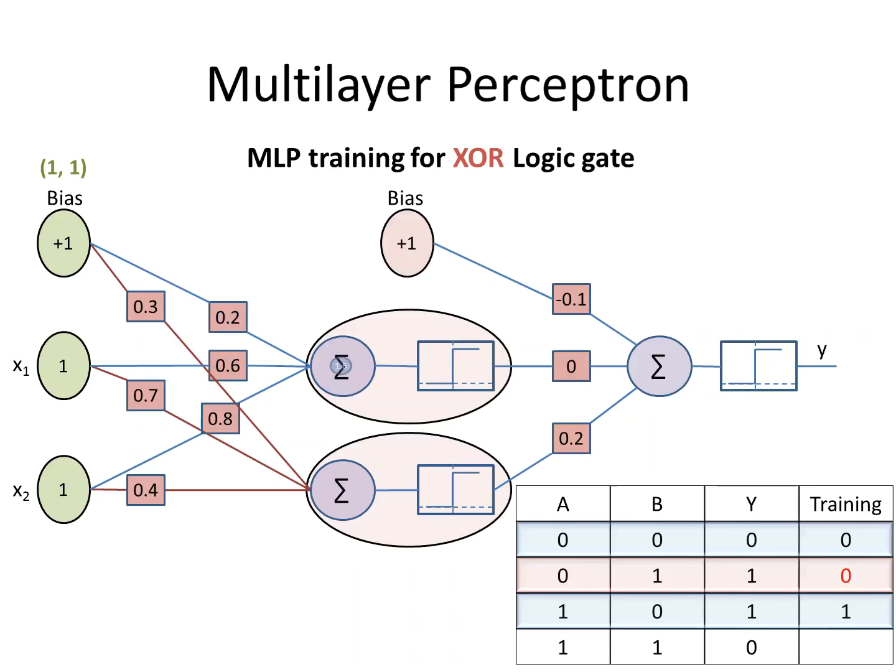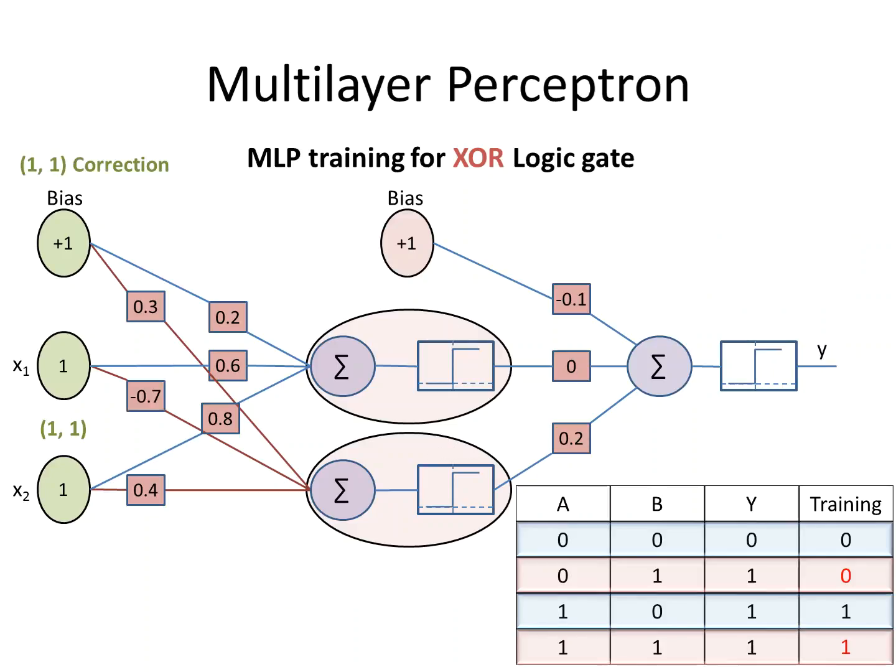And here the first one gives me the output as 1. For the second neuron, it gives me the output as 1.4. So the threshold function gives me the output as 1. So this acts as an input for the output layer, and we get the total summation as 0.1. So it gives me the output as 1, which is not correct as per the XOR logic gate, because the output should be 0 here. So we need a weight modification again here.